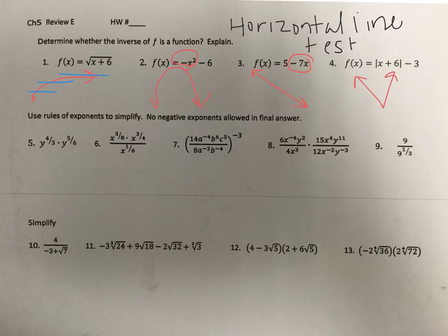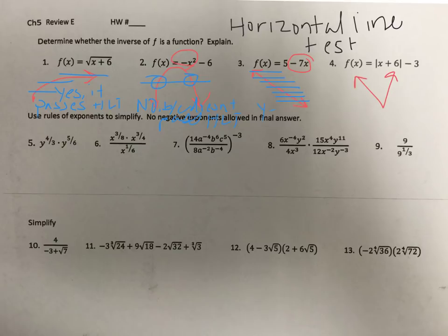So the first function, number 1, passes our horizontal line test. So yes, it passes the HLT. I'll abbreviate for my video here. The second graph, the upside down parabola, crosses a horizontal line twice. So the answer is no, because it does not pass the HLT.